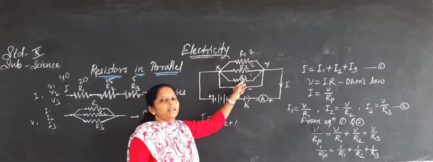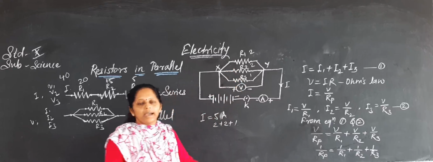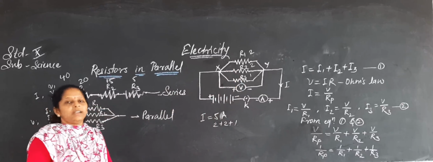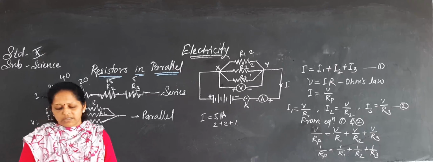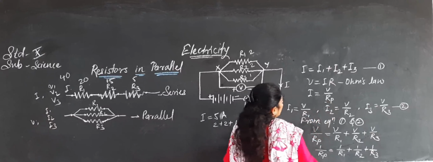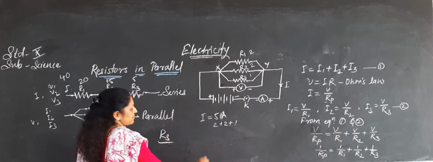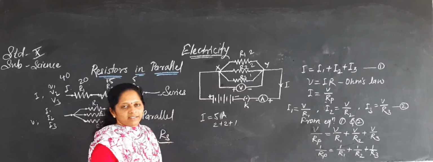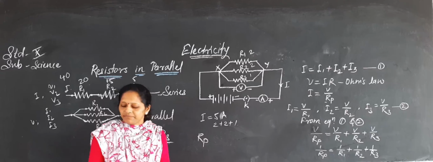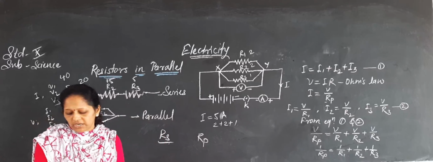When we add all of that, the total of I1 plus I2 plus I3, we get the total current. Let Rp be the equivalent resistance of the parallel combination. Yesterday we saw Rs, which is when the resistors are in series connection. Rp is when the resistors are in parallel connection. So Rp is the equivalent resistance of the parallel combination of resistors.